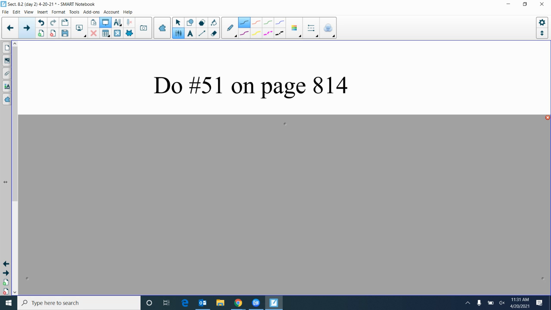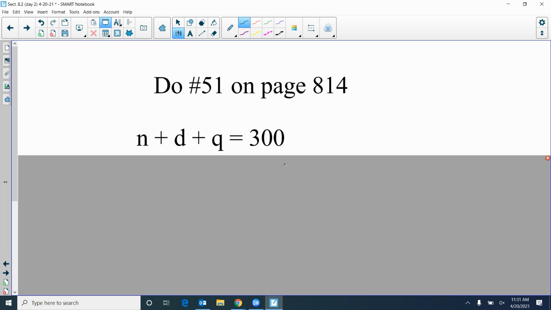But what are the 3 equations? Well, how many coins are there? 300. So that is your first equation. N plus D plus Q equals 300. Because you're just adding up the coins, whatever, 100, 100, 100, 50, 50, 200, doesn't matter. What will be the second equation from the information?